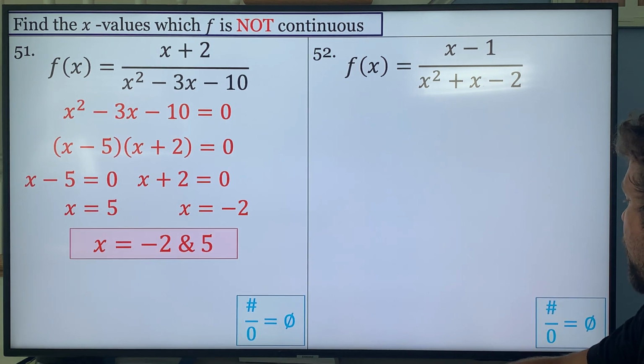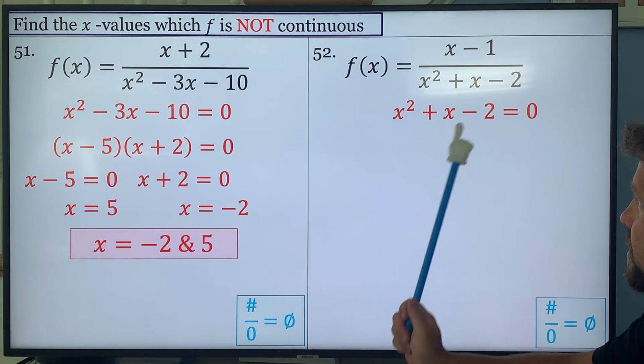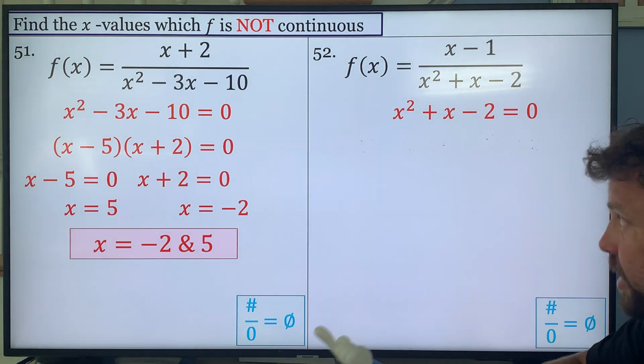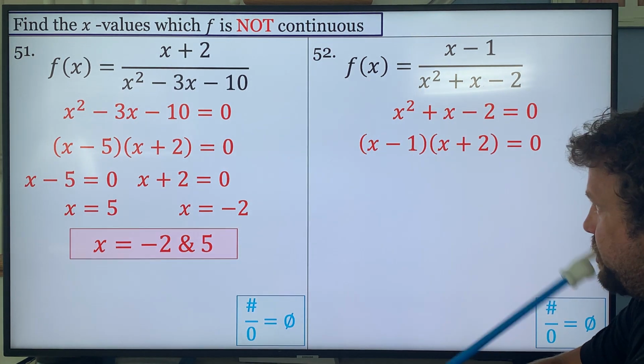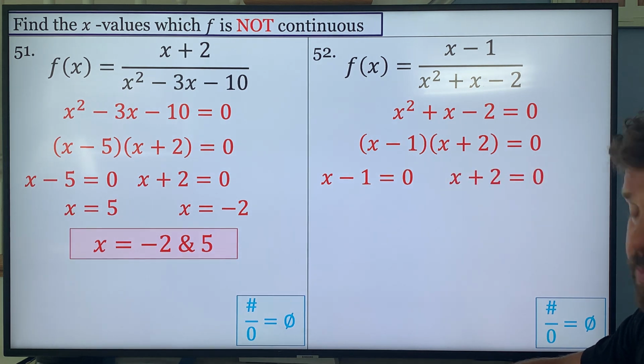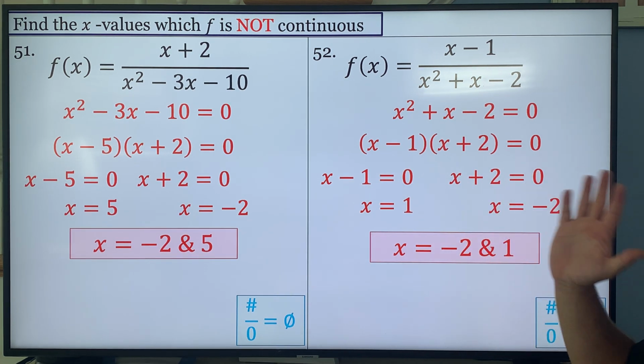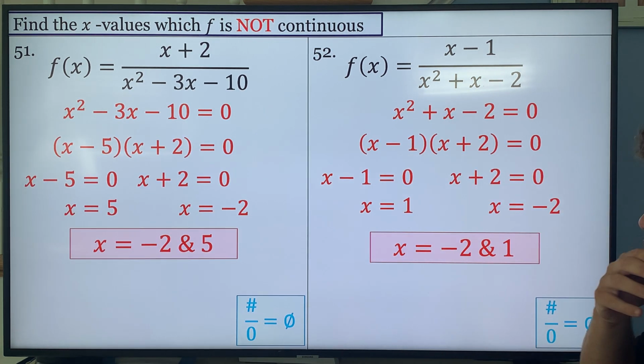52. X squared plus x minus 2. Two values that you subtract to get 1: 2 minus 1. X minus 1, x plus 2. X minus 1 equals 0, x plus 2 equals 0. X equals 1, and x equals negative 2. Negative 2 and 1 are the two values of x where f is not continuous. That's where there's going to be breaks. In this case, asymptotes.